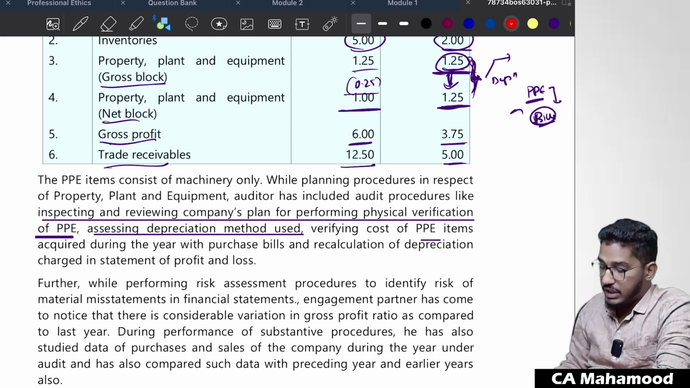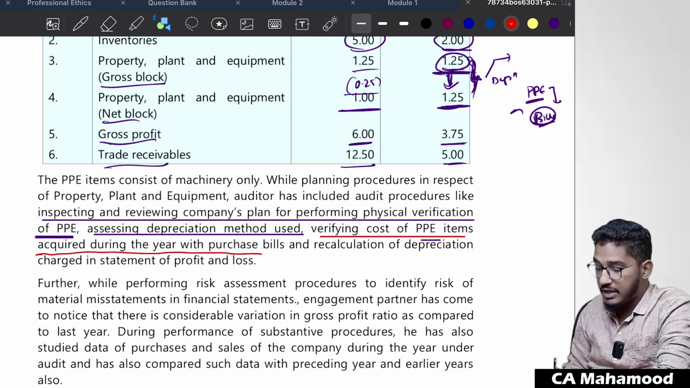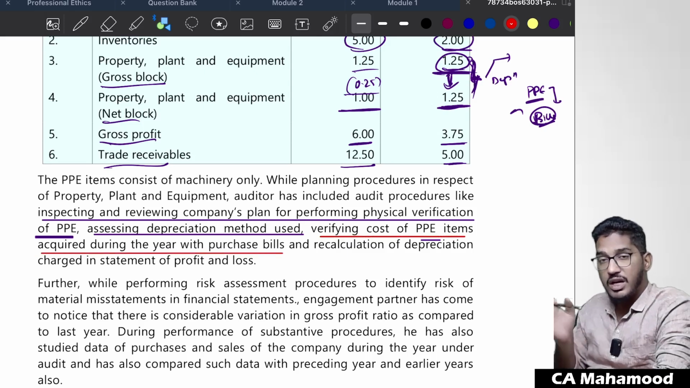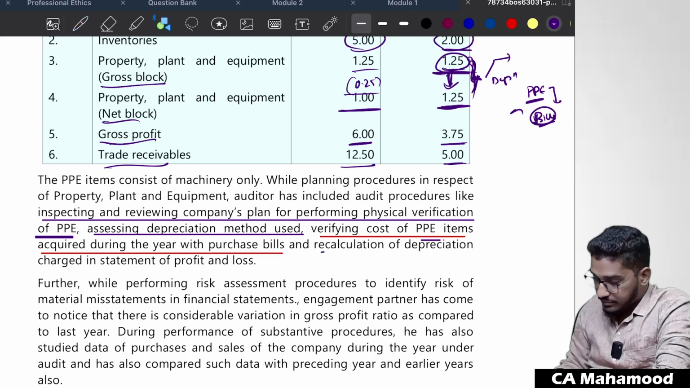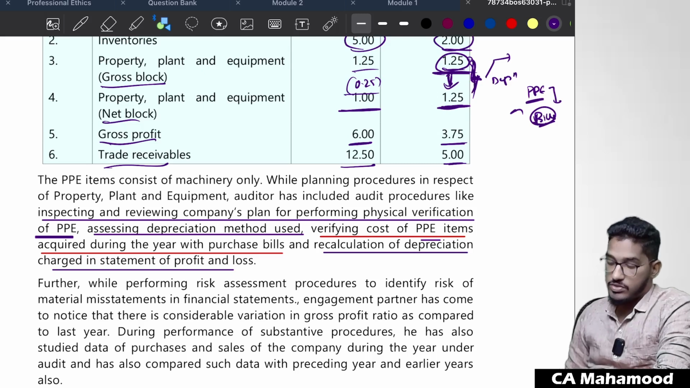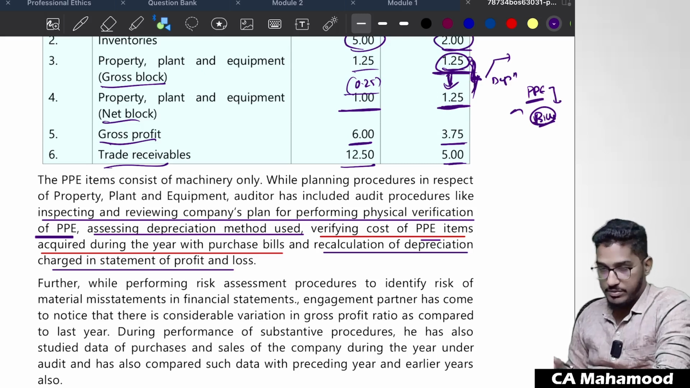You tell me, will it be enough to verify the cost of PPE only with purchase bills? No. Why? Because incidental expenses also will be capitalized. This alone is not the relevant audit procedure. You have to check the other incidental expenses also. And he is doing the recalculation of depreciation. Okay, that is also correct. If you are doing recalculation of the depreciation, that is also fine. So what is the irrelevant procedure here? The irrelevant procedure is verifying the cost of PPE items during the year with the purchase bills only. You have to consider other items also.